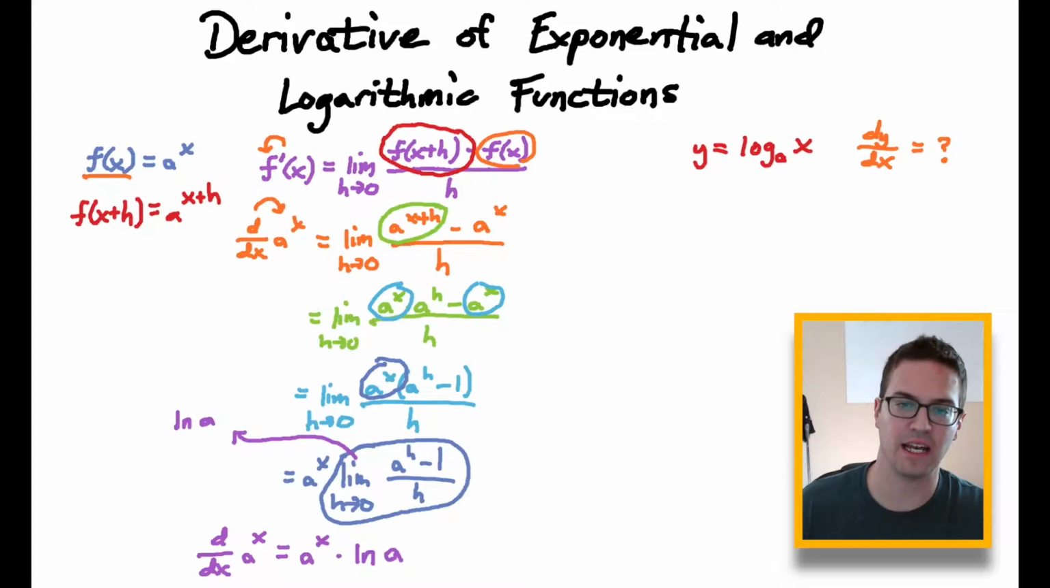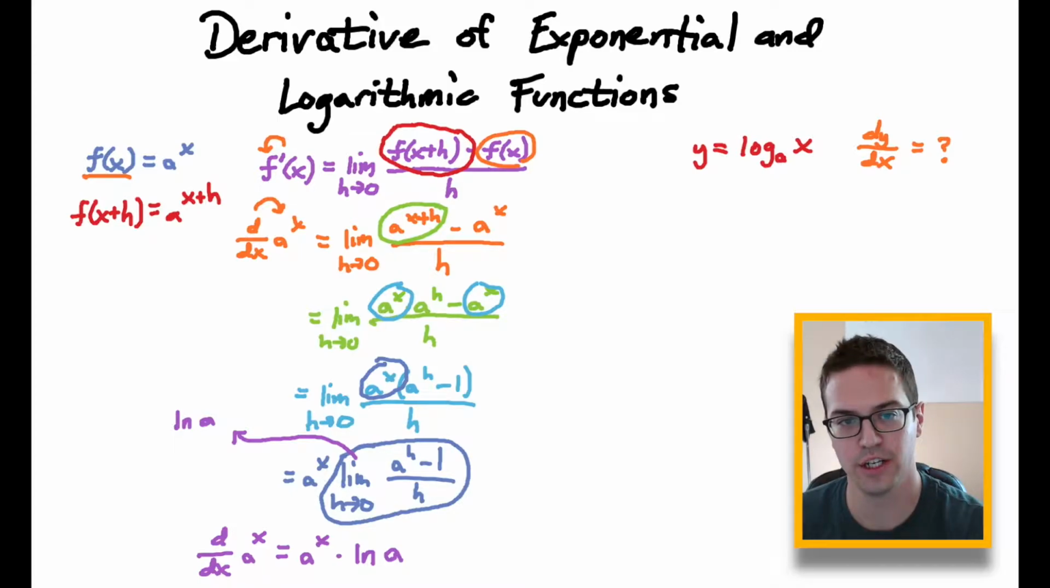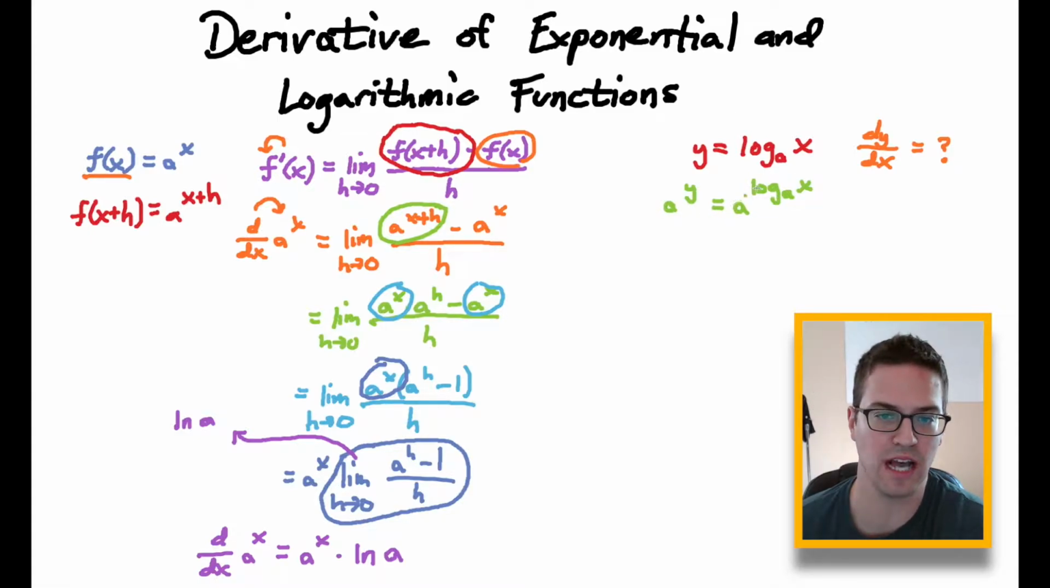Now to do this, knowing that exponentials and logarithms are inverses, I'm going to use that to my advantage. Because I know the derivative of the exponential, I'm going to turn this into an exponential. To do that, I'm going to do base a on both sides. So I'm going to do base a to the y power, and then the exact same thing to the other side, base a to the log base a of x power. Okay, so I basically based a both sides. Remember, what you do to one side, you equally have to do the other.